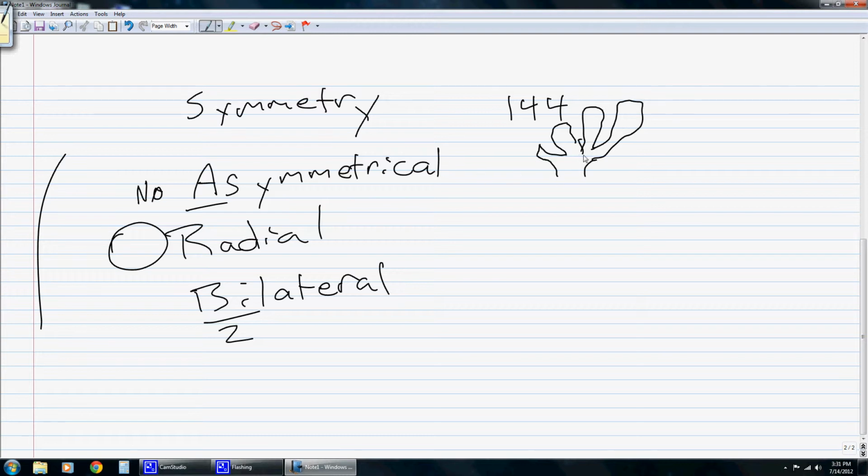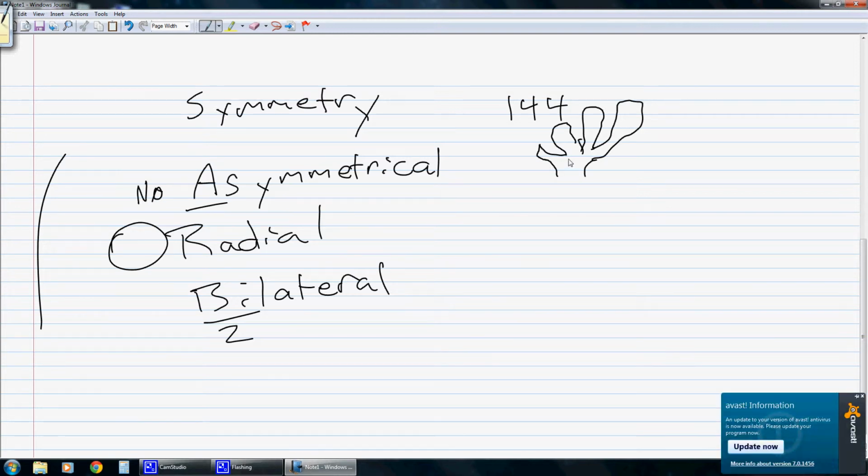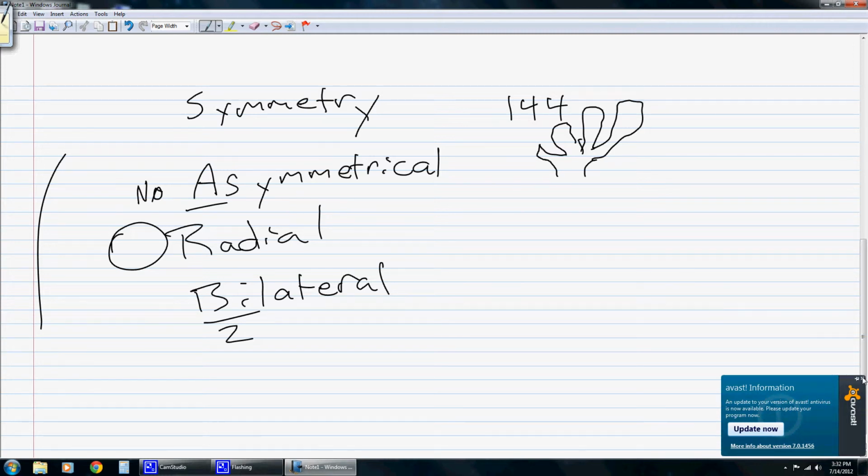And here, there's no way I could cut this thing in any direction that would make one side match the other. And so we call that asymmetry. You just can't do it.